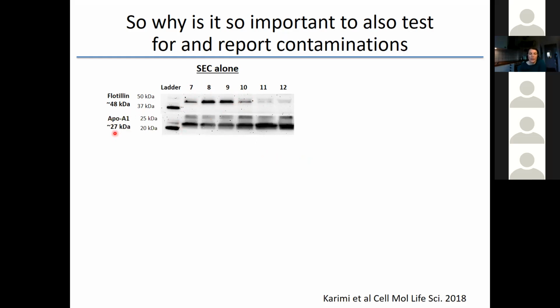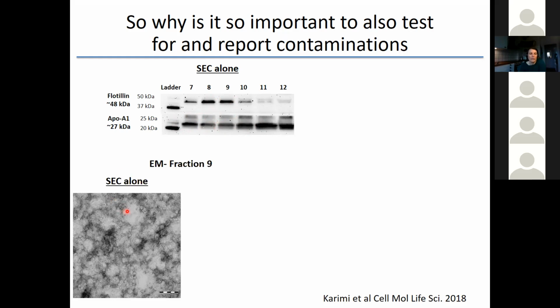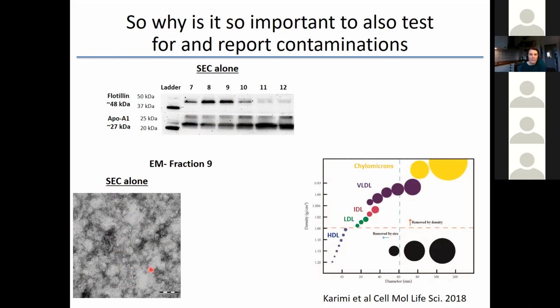But then we looked at ApoA1, which is on lipoprotein particles. So we don't want to have this in our sample. And we had massive amounts of this. So we could see that yes, we have vesicles, but we also have a lot of other things in our sample. And when we looked at the EM picture, we don't really see any vesicles because the sample is so dirty. So what does this mean?